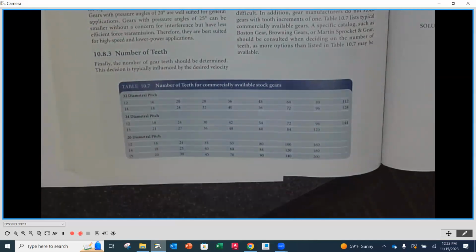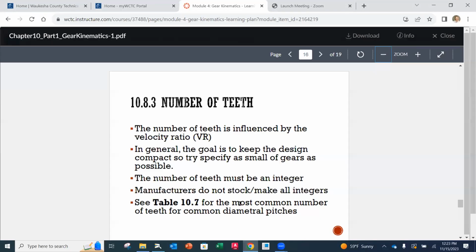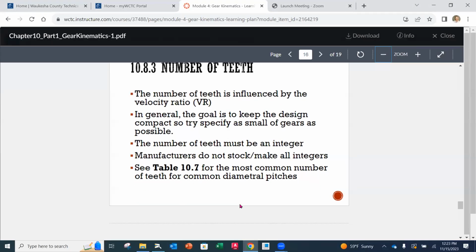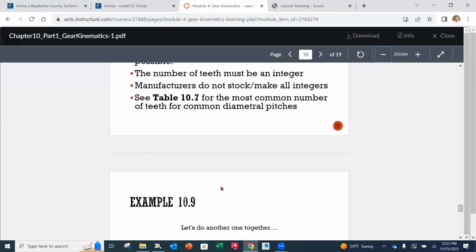So you can't just randomly pick numbers of teeth just because they're an integer, because there's a potential that they might not be created by a manufacturer. Okay. So you need to have manufacturer information in front of you as you're doing your design in order to be able to pick gears that are going to be available. And that's that table, most commonly used.